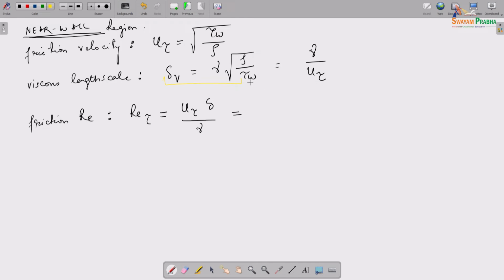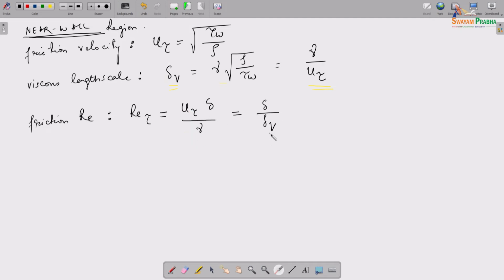Okay, so you can actually see from here. So this one, and this, if you see. So u tau I can replace by nu by delta v. So from there, I will write this is equal to delta by delta v. So if you see u tau, this is equal to nu by delta v. That's all I did. So therefore, that cancels out, and this is what we get.